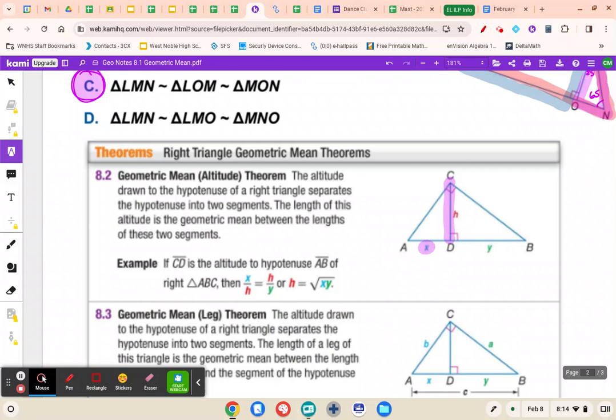altitude splits the hypotenuse into two smaller segments, x and y, and you just take the geometric mean of them. If you like setting up a proportion, the altitude is the repeated piece, and the two smaller portions are in the leftover sections.